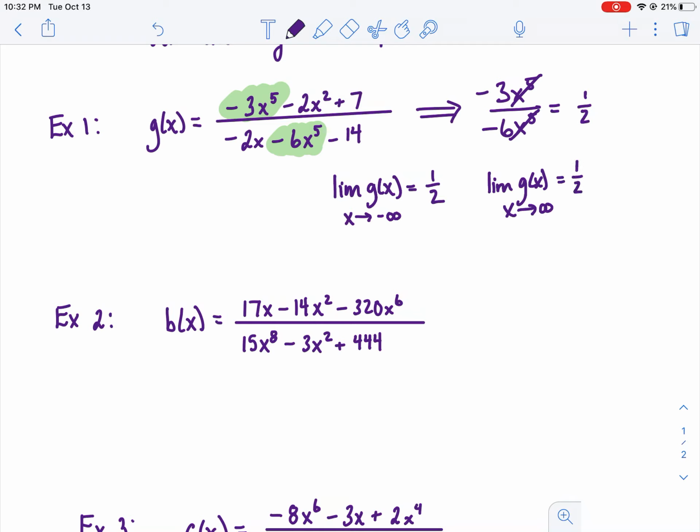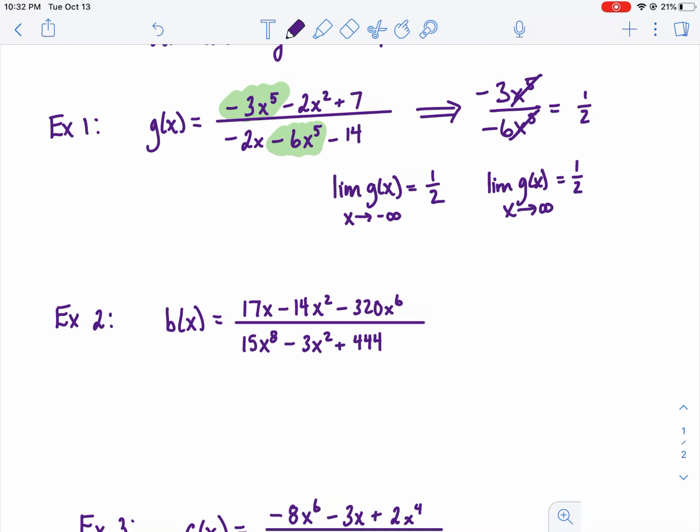Remember that when we look at those degrees, if they turn out to be the same on the top and the bottom, then we just simplify that to figure out what number this function is essentially going to level off at. So in both directions, this graph is just going to level off at a y value of 1/2.